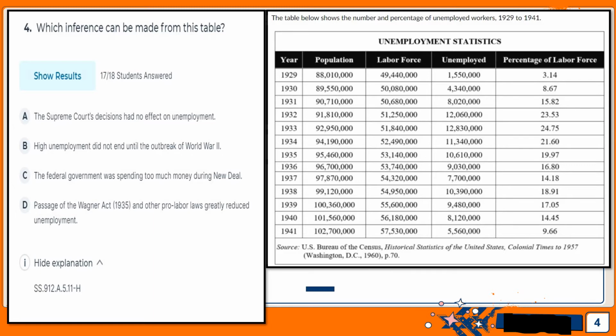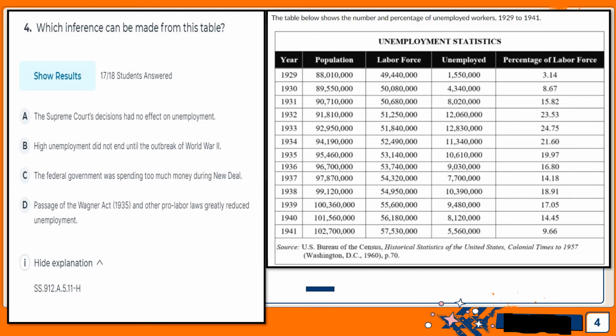So now we know that it can't be A. We know that it can't be C. Let's take a look at D. Passage of the Wagner Act, 1935, and other pro-labor laws greatly reduced unemployment. All right, 1935 it says. Let's take a look at 1935. There we see unemployed 10 million, the next year 9 million, the next year 7 million, then 10 million. This says greatly reduced unemployment. That's not what is occurring if we're looking at these numbers. Let's go ahead and X that one.